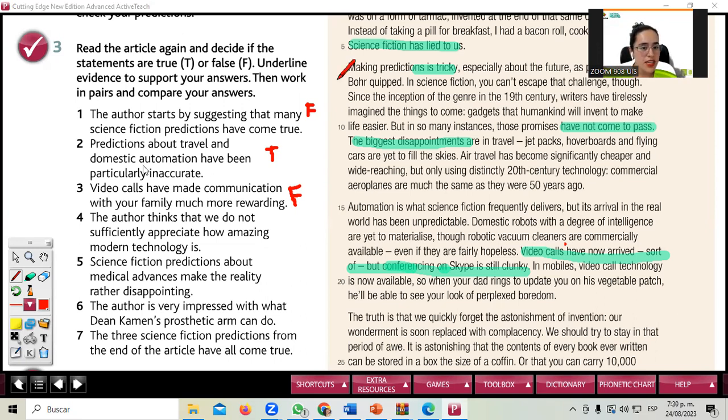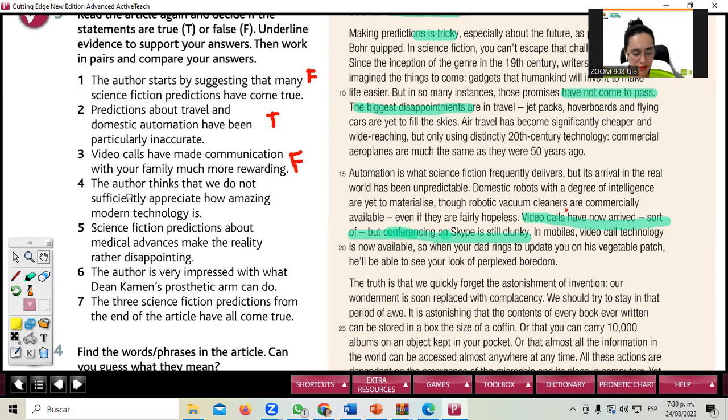Okay, good. Thank you. Gerson, for number 4, would you like to give me the answer? Yes, teacher. Please read the statement. That is the question precisely where I have doubts. No problem. The author thinks that we don't sufficiently appreciate how amazing modern technology is. I think it's true.